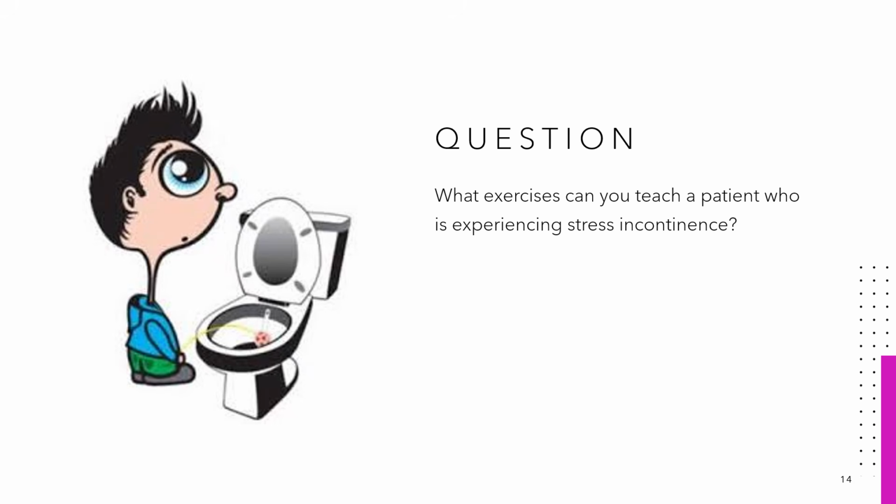What exercises can you teach a patient who is experiencing stress incontinence? Well, these will be our Kegel exercises. They help to tighten the pelvic floor muscles as if stopping urine flow. The patient would hold it for 5 to 10 seconds and relax for 5 to 10 seconds. They'd repeat this multiple times daily, and this helps to strengthen these muscles and reduces that urine leakage.